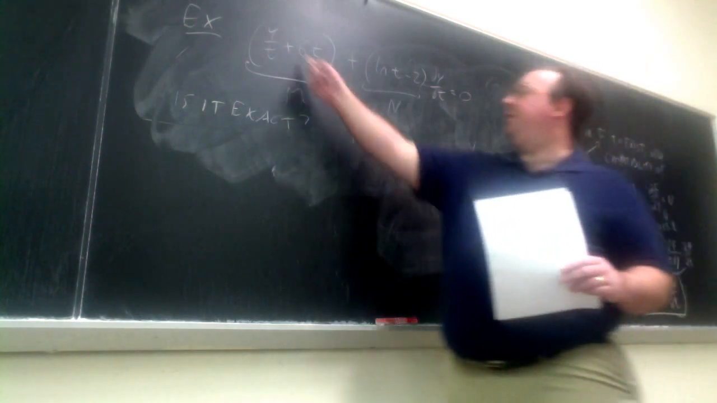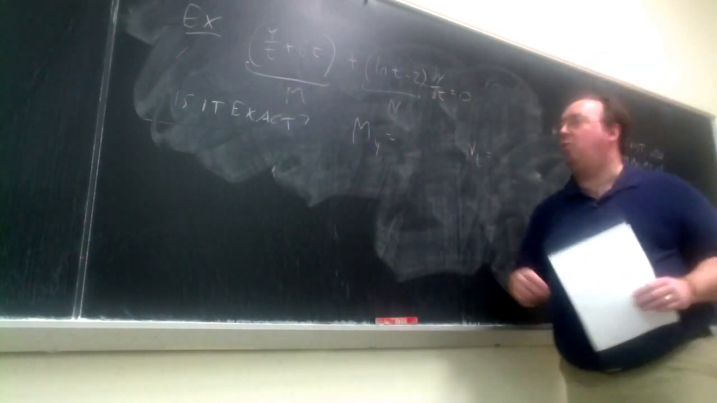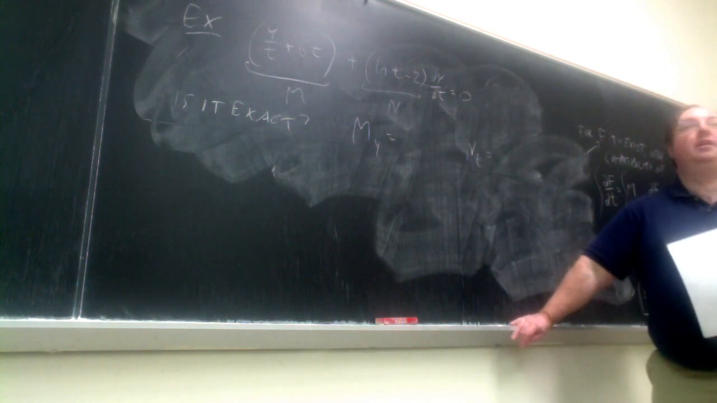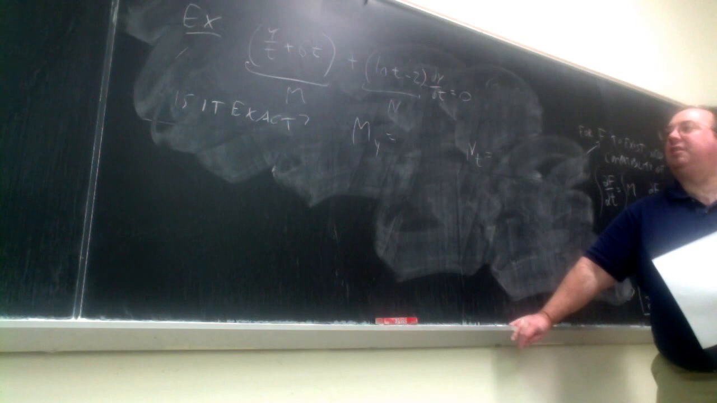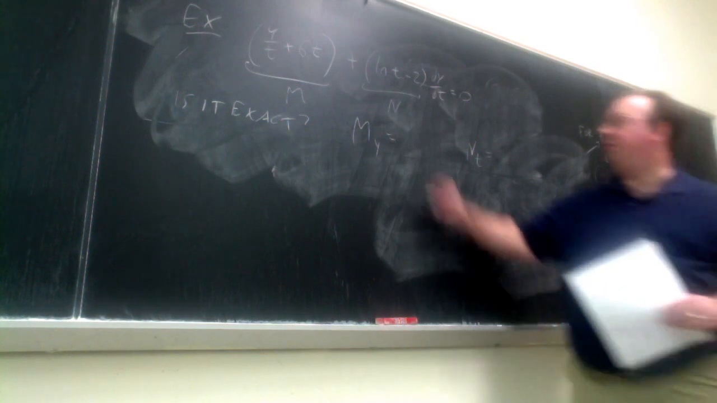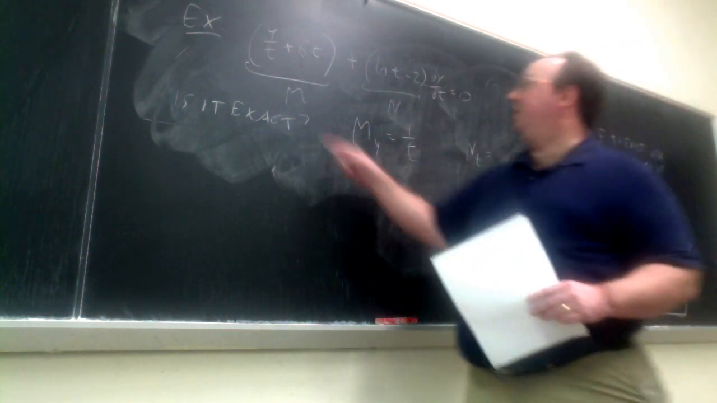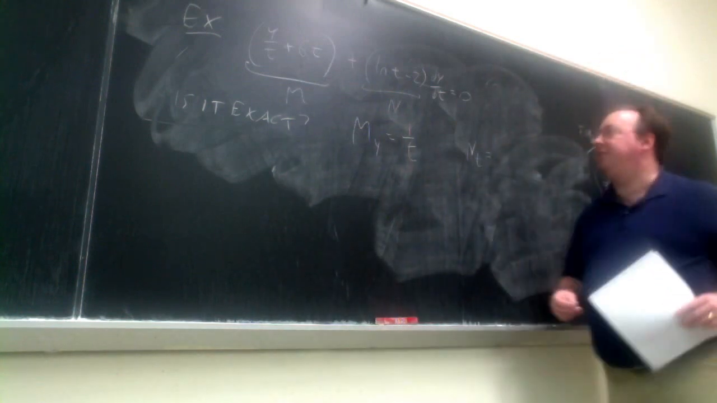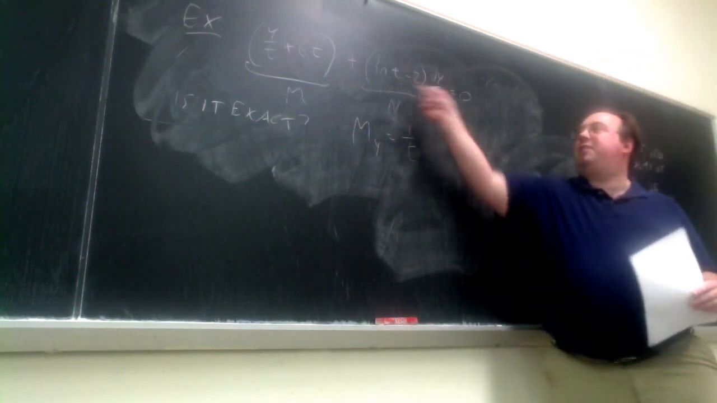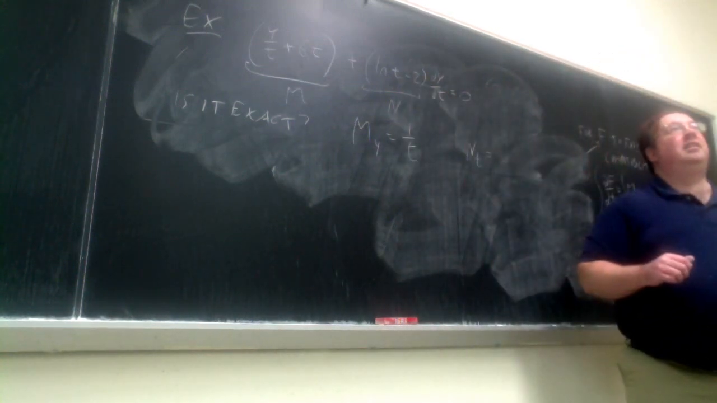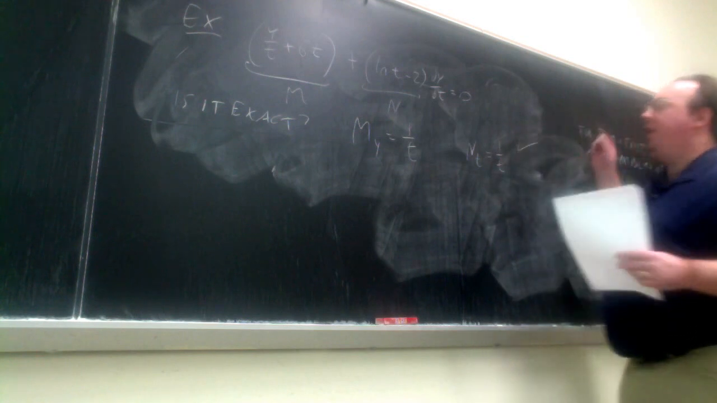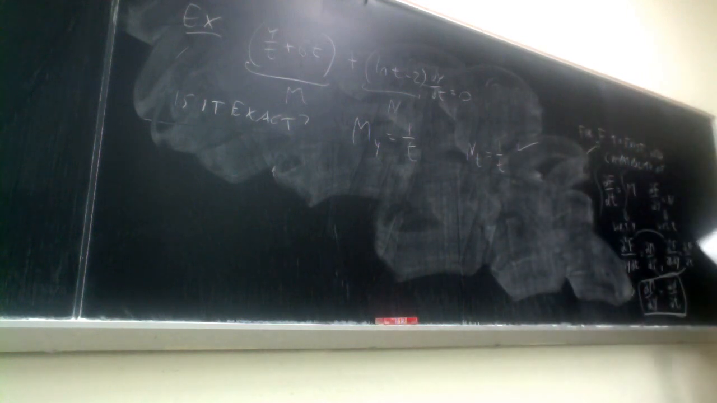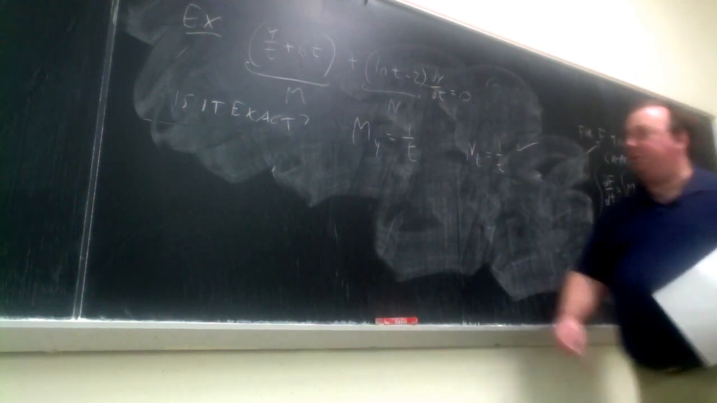What is the derivative of this with respect to y? t is considered a constant. 1 over t. Because this part's going to go away, because there's no y in it. Okay, and the derivative of this with respect to t, 1 over t. So, it works out. It's exact. So now you can follow what I described earlier about evaluating basically the two integrals.